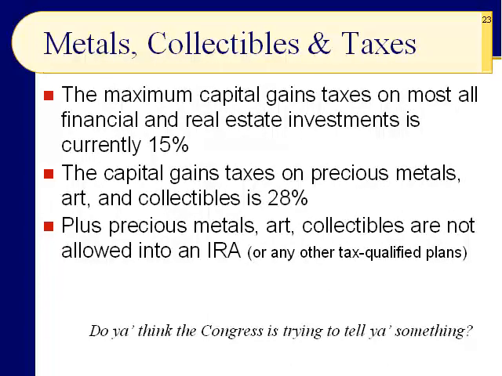Slide 23. The maximum capital gains tax on most all financial and real estate investments is about 15%, unless you make over $450,000, and then it goes up to 20%. But still, the capital gains tax on precious metals is 28%. Plus, in general, they're not allowed into an IRA. There is a way to get gold coins. They have to be United States Golden Eagles in your IRA. So you think the Congress is trying to tell you something? Yes. Stick with the major investment alternatives and stay away from these things unless they bring you joy.